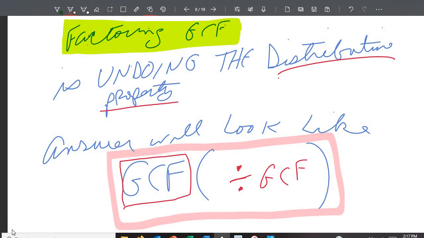You will have parentheses with something in front, and that's the GCF. We'll put something in the parentheses, and what we put in the parentheses is what we get when we divide by the GCF. So we're undoing the distributive property. We're turning it back into what it looked like when we did chapter 5 with the multiplications.